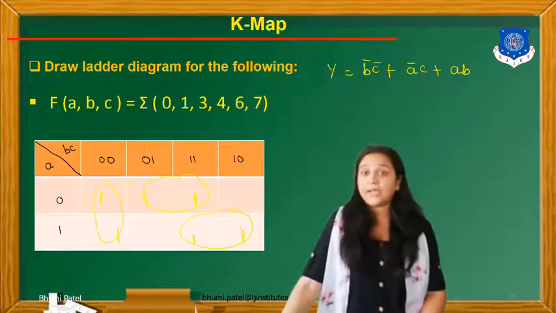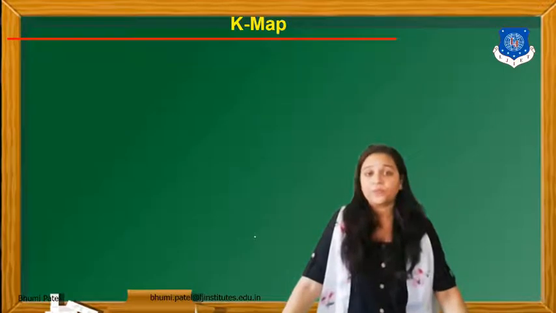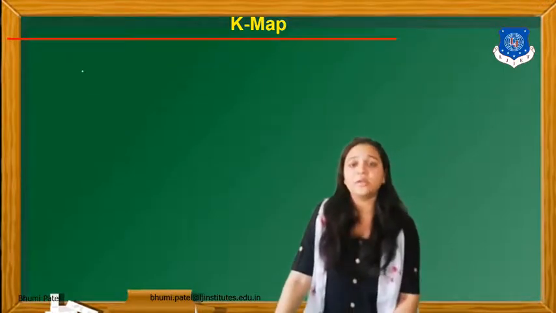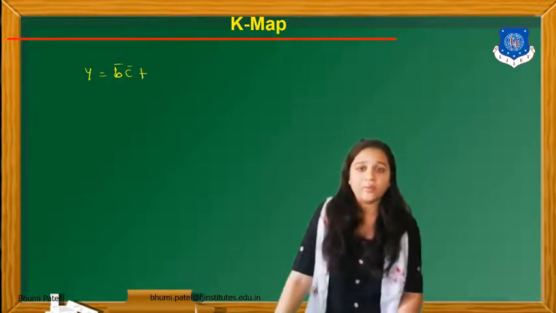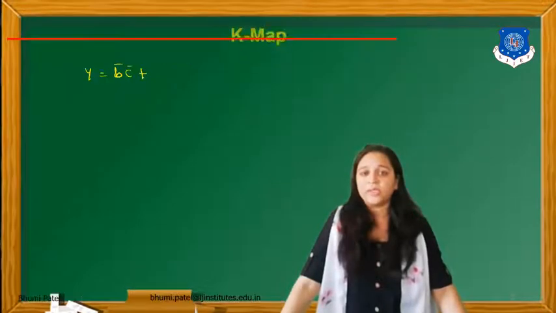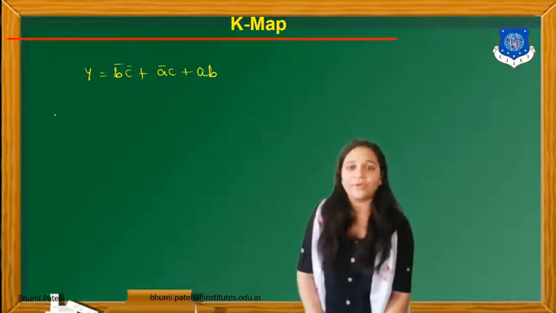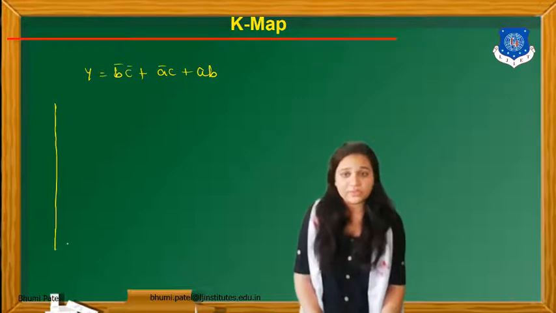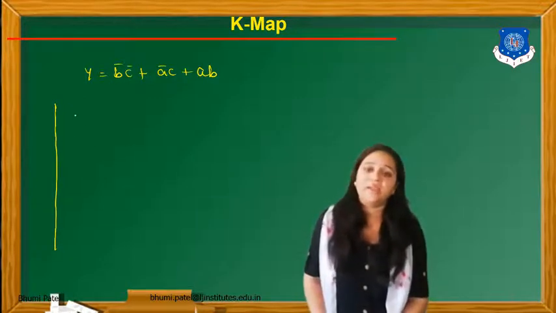Now our target is we have to draw the ladder logic diagram for this particular function. So just write down the equation again. Y is equal to B bar C bar plus A bar C plus AB. So simply we have to draw the ladder logic diagram using the series and parallel connection. So B complement C complement are in the multiplication.